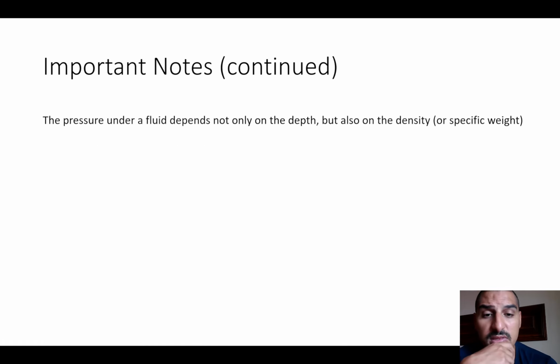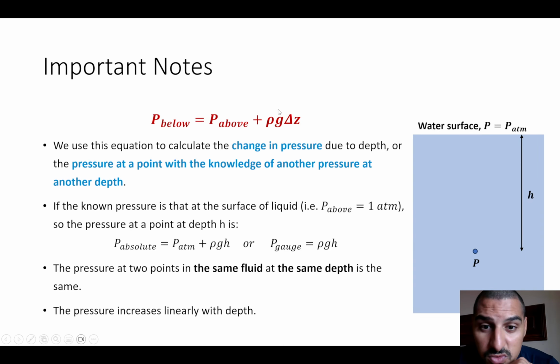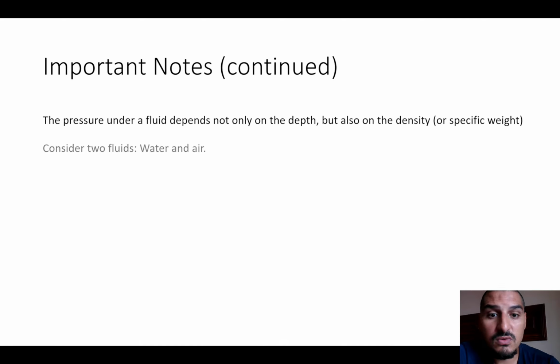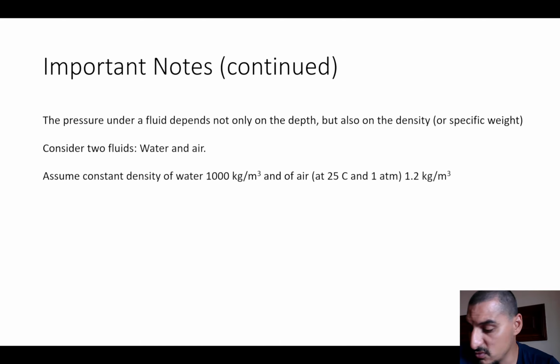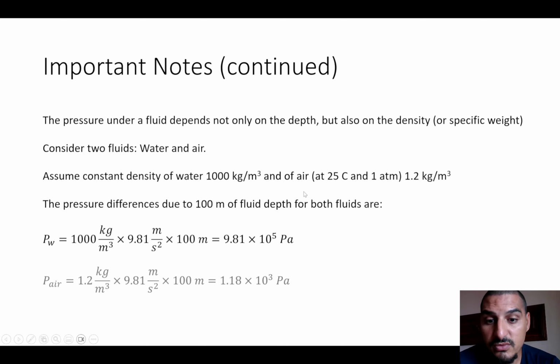There is one other important thing here, which is that the pressure is not only dependent on the depth, and we will go back to the equation, it's also dependent on the density. The density has a very important effect on the pressure. So we'll take 2 cases for 2 very common fluids, which are air and water. We know that the density of water is around 1000 kilogram per meter cube, and air is 1.2 kilogram per meter cube. So if we want to calculate the change in pressure due to a depth of 100 meter for both fluids, if we do the calculations, you'll see here that it's rho gh.